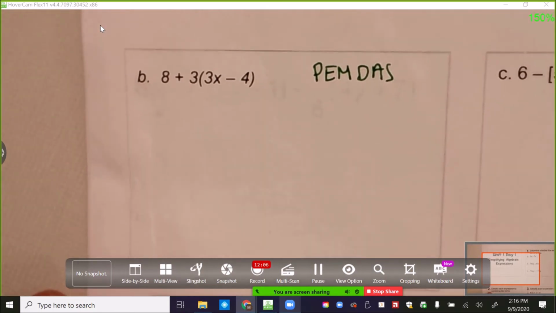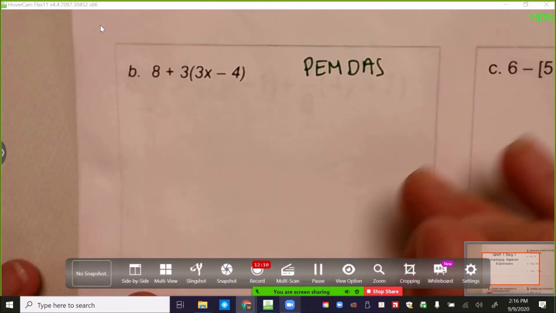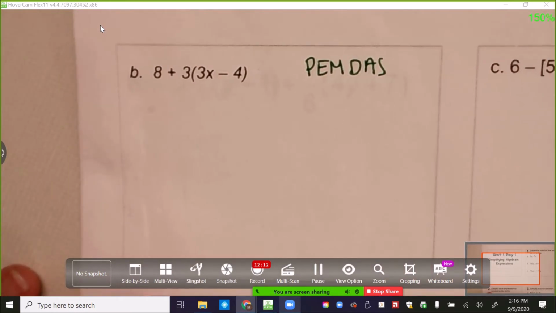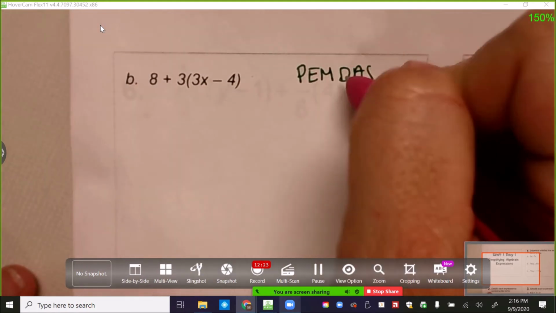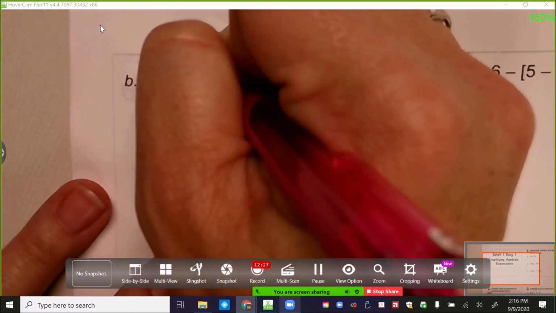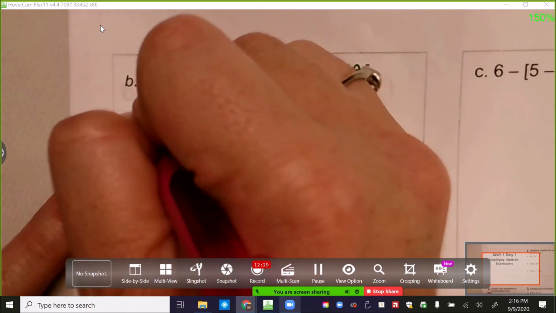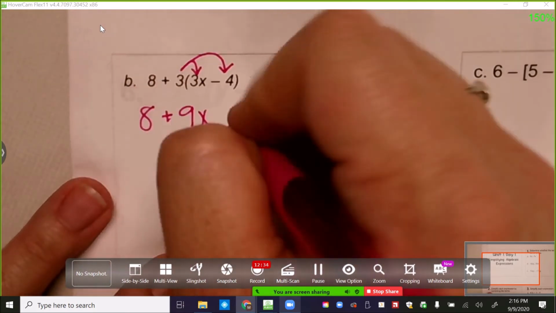So what are we going to do first on this one? I've had a couple people mess this one up. No. We're going to multiply by 3 first, because parentheses, exponents, multiply and divide come before we add or subtract. So we have to distribute our 3 first. So we get 8 plus 9x minus 12.